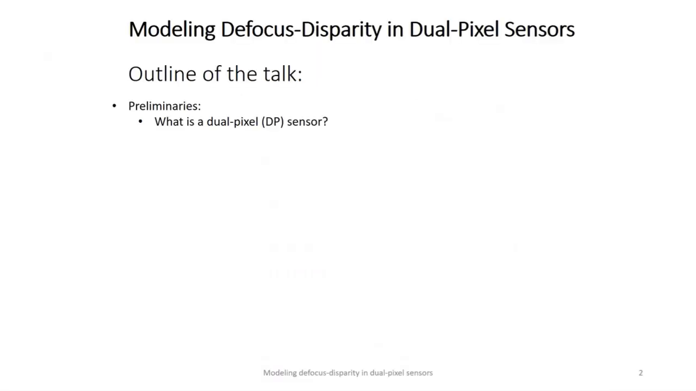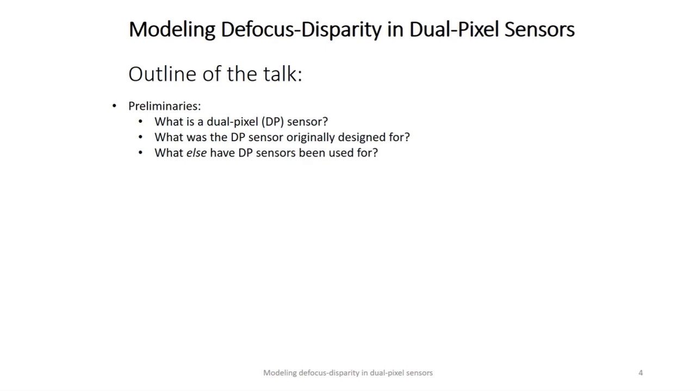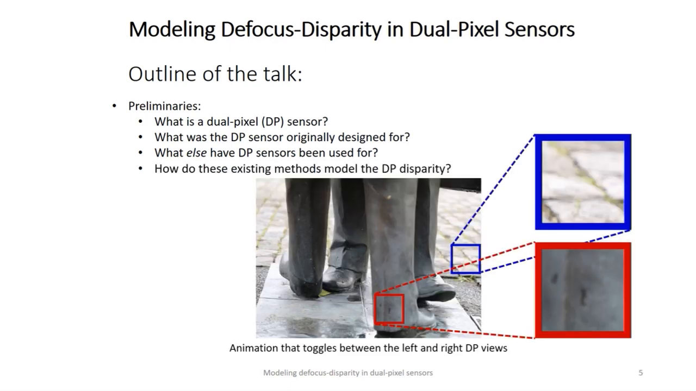Here is the outline of my talk. I will begin with some preliminaries on how the design of a dual pixel sensor or a DP sensor differs from a conventional sensor. We will examine what the DP sensor was originally designed for and why they exist on almost all modern DSLR and smartphone cameras. A few recent works have proposed to use the data from the DP sensors for tasks beyond what they were originally designed for. We will look at what these applications are.